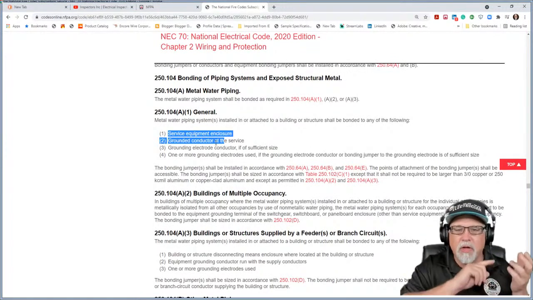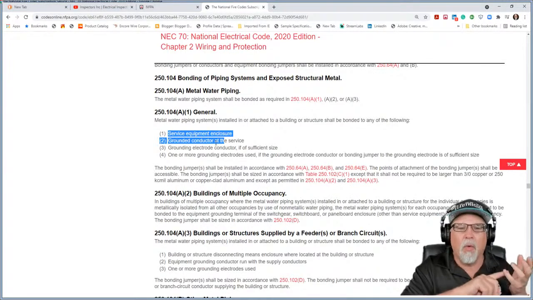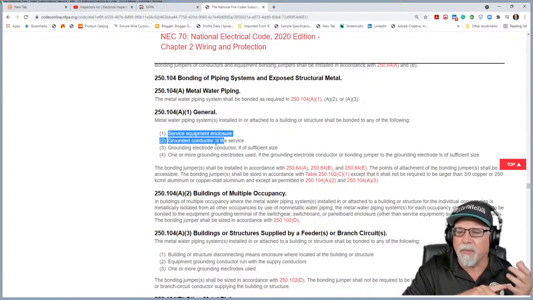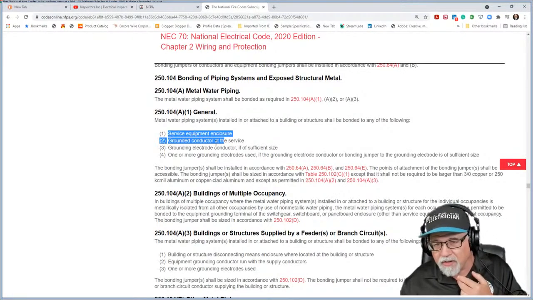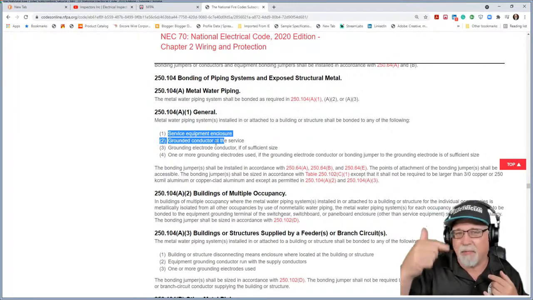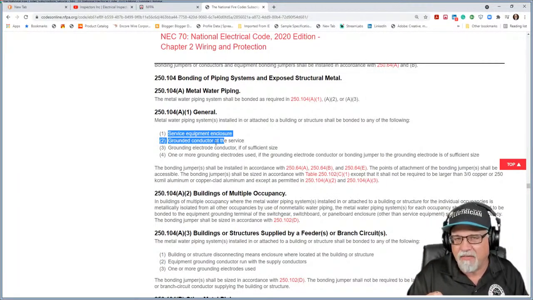Service equipment enclosure, grounding conductor at the service, grounding electrode conductor if it's sized sufficiently, and then one or more of the grounding electrodes used, if the grounding electrode conductor or bonding jumper for those ground rods, let's say, or those grounding electrodes is of sufficient size. So they sized it properly. You've got multiple options. The point is here, you're bonding the water line inside if it's metal.